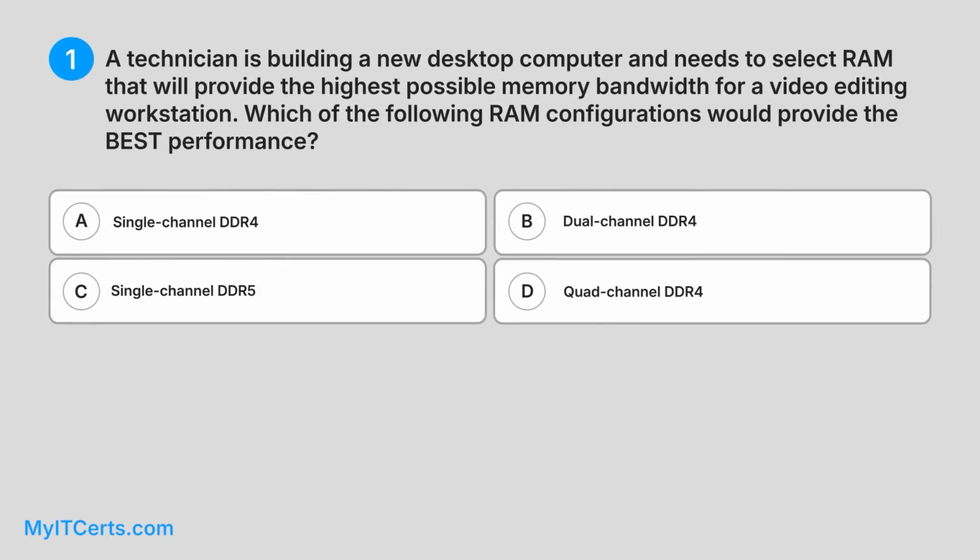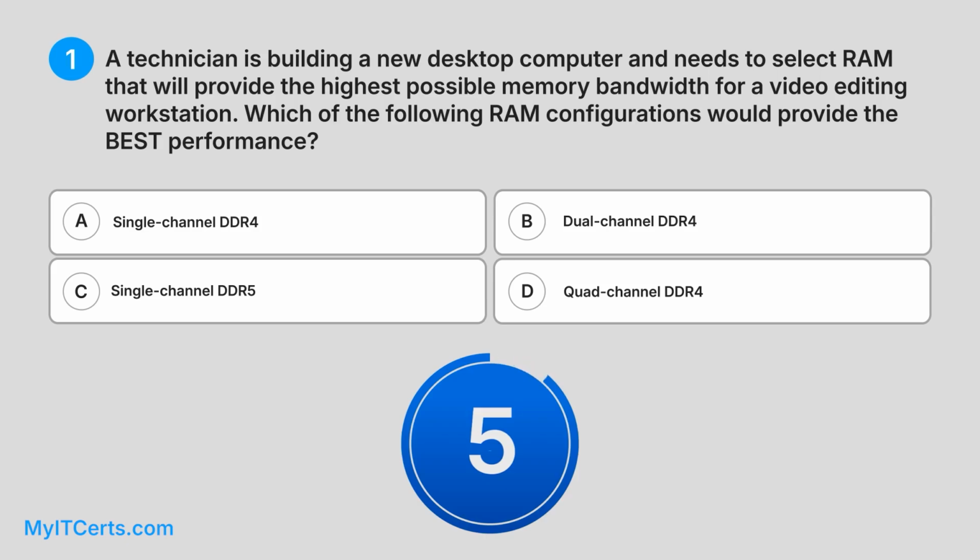1. A technician is building a new desktop computer and needs to select RAM that will provide the highest possible memory bandwidth for a video editing workstation. Which of the following RAM configurations would provide the best performance? A. Single-channel DDR4, B. Dual-channel DDR4, C. Single-channel DDR5, D. Quad-channel DDR4. Do you know the answer?